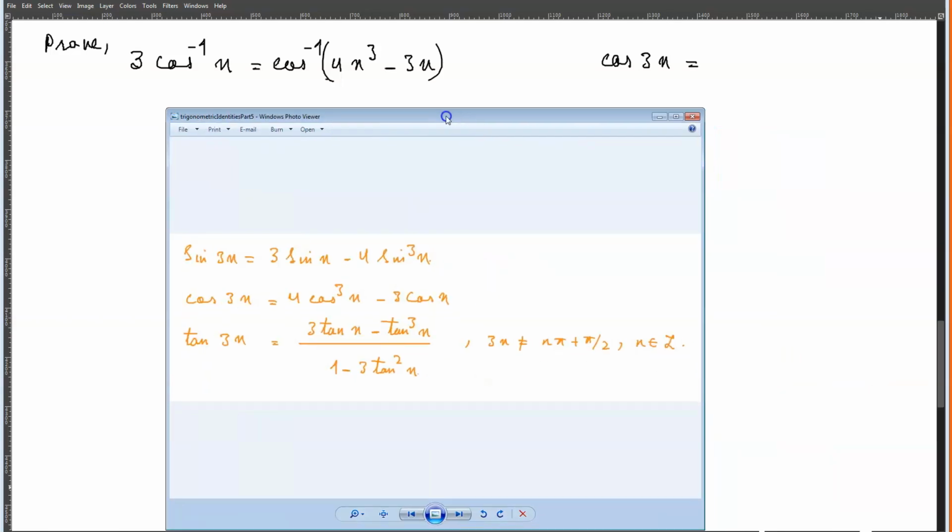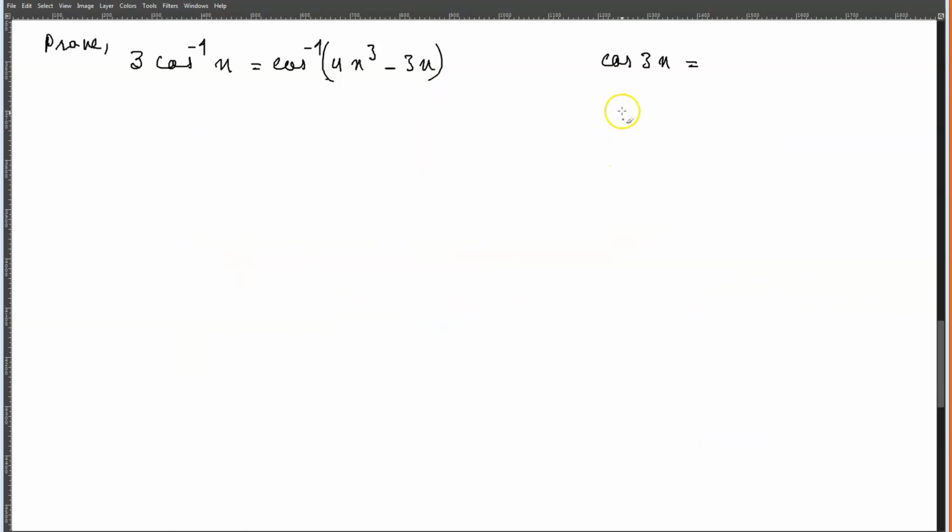again, we can take a look at the formulas, and the formulas tell me that cos of 3x is equal to 4 times cos cube x minus 3 times cos x. So if I set x equal to, for example, cos of theta, I can somehow put the whole thing together, meaning that cos of 3x is equal to 4 times cos cube x minus 3 times cos x.